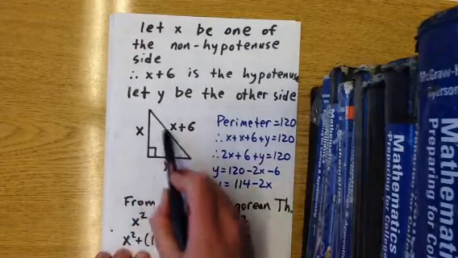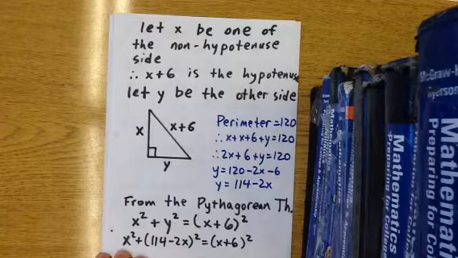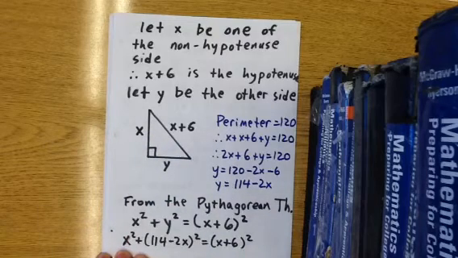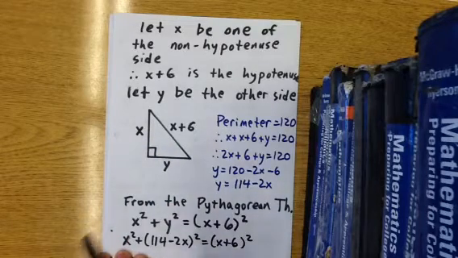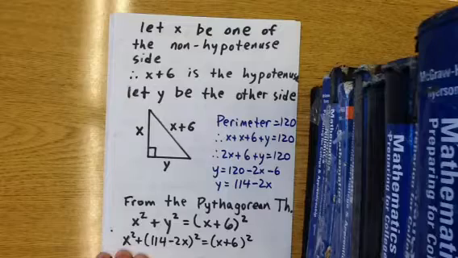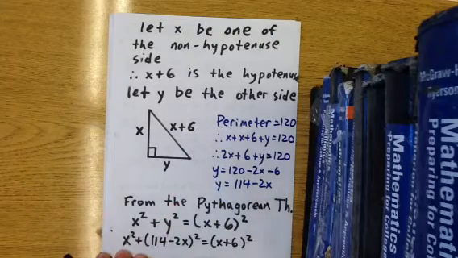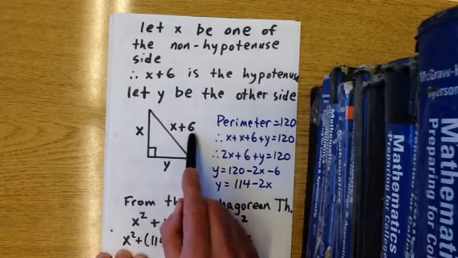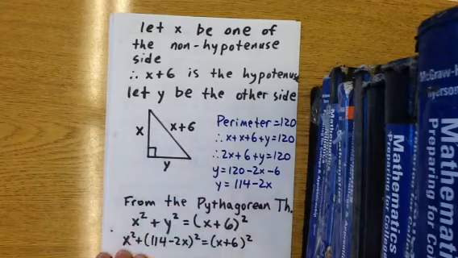So here's our diagram of a right-angled triangle. Now, we're going to let x be one of the non-hypotenuse sides. So I'll let x be this side right here. Well, since the hypotenuse is 6 centimeters longer than one of those sides, we can say the hypotenuse is x plus 6. So we've got x and x plus 6. Hypotenuse is 6 centimeters longer than one of the sides.